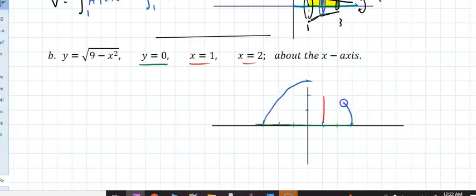I do want to point out you could have overlaps. We avoid those in this class. So between 1 and 2, I'm taking this piece of the circle. I'm going to rotate that about the x-axis. What's going to happen? It's going to create an identical piece like it right there.